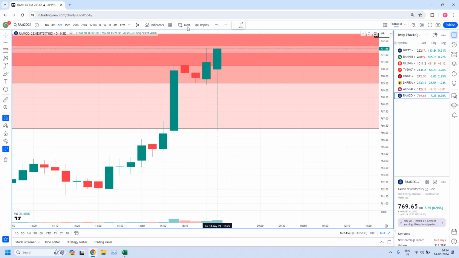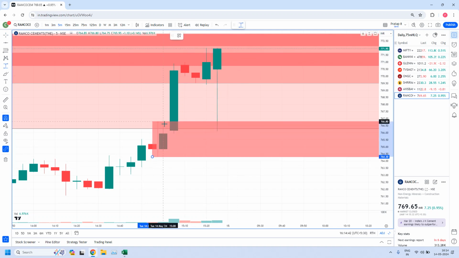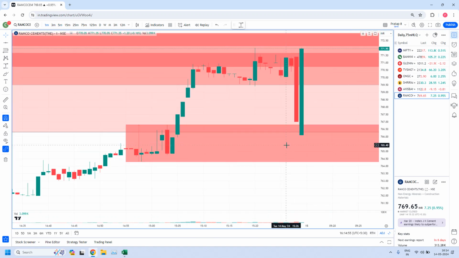And here we have a 5 minute zone. See here. This is the 5 minute zone. Let us assume you are planning your trade in the last 10 minutes. Let us assume here you took a trade. Look into the 1 minute candle. What happened?